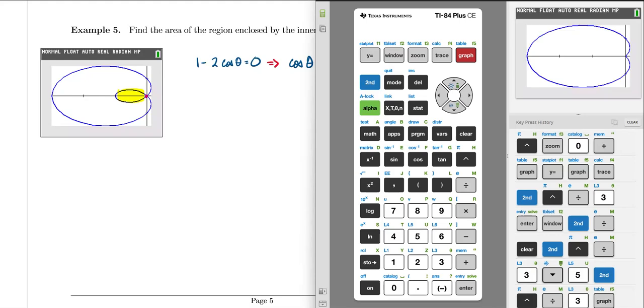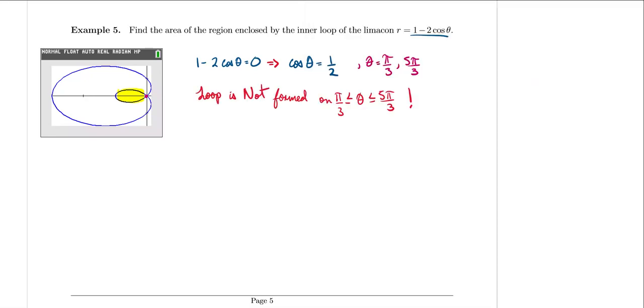Uh-oh, wait, what's happening here? We lost the loop. Okay, so something went awry. So what can we do then? It seems like the angles are not going from pi over 3 to 5 pi over 3. So what else can we do? We're seeing here that polar equations can be tricky. Let me just point it out. There you go. The loop is not formed on the values for theta that are greater than or equal to pi over 3 and less than or equal to 5 pi over 3.